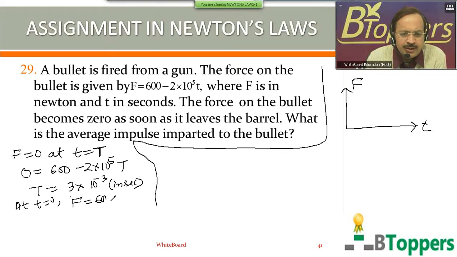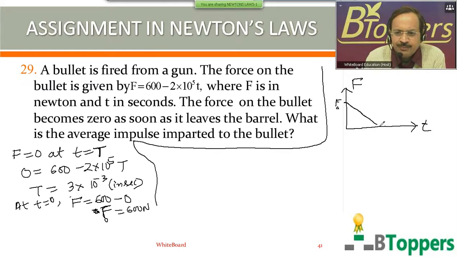F equal to 600 minus 0. That means at the initial instant, the initial magnitude of the force I denote by F0, suppose. So F0 is 600 newtons. F0 represents the initial magnitude of the force at the initial instant t equal to 0, at the instant when the bullet is fired. So here the force is maximum at the initial instant, denoted by F0, then decreases uniformly with time. Finally force becomes 0 after a time interval equal to capital T.